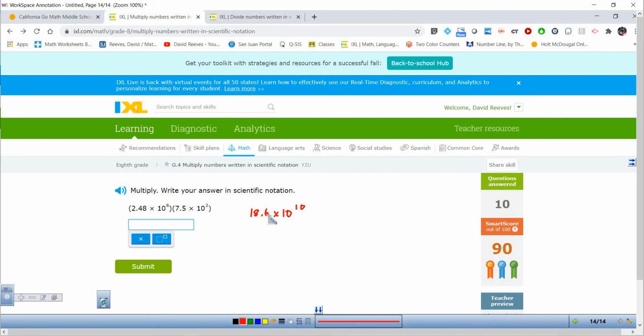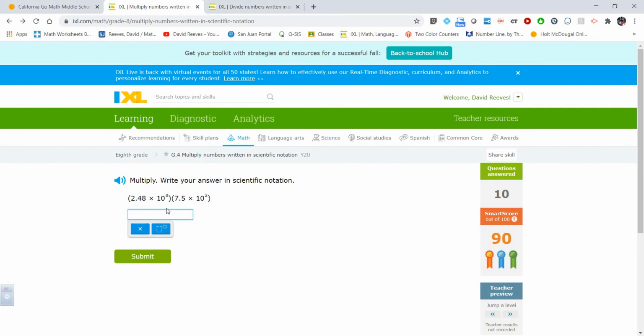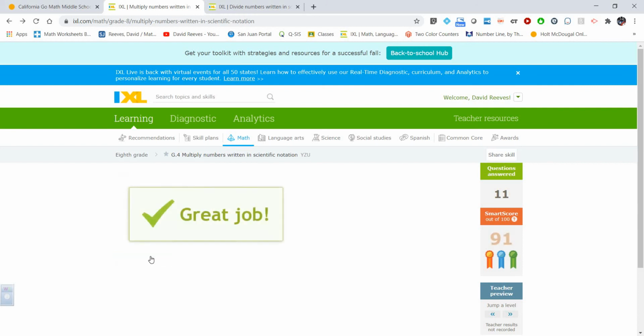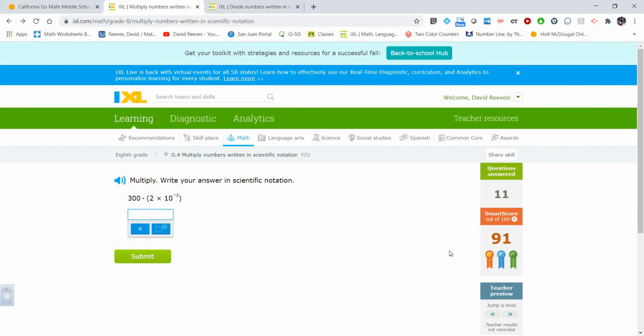But again, that is not in scientific notation. I need to change this to 1.86. Remember, our coefficient must be greater than or equal to 1, but less than 10. All right, I made this number 10 times smaller, so this must get 10 times bigger, so it becomes 10 to the 11th, 1.86 times 10 to the 11th power. All right, and that is going to knock out what I'm going to do on multiplication. Look at that. I got us up to a score of 91.